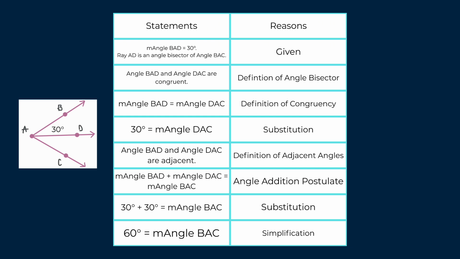The key thing to know here is that angle BAD and angle DAC are congruent because that's the definition of an angle bisector. It splits it into 2 equal parts. And also the other postulate that we use, the angle addition postulate, which is also going to be useful for other proofs going forward.